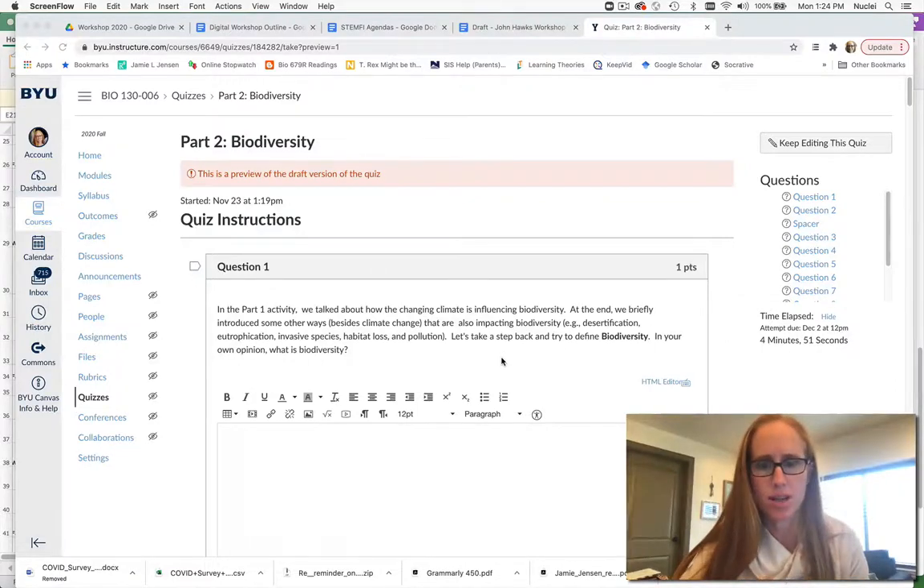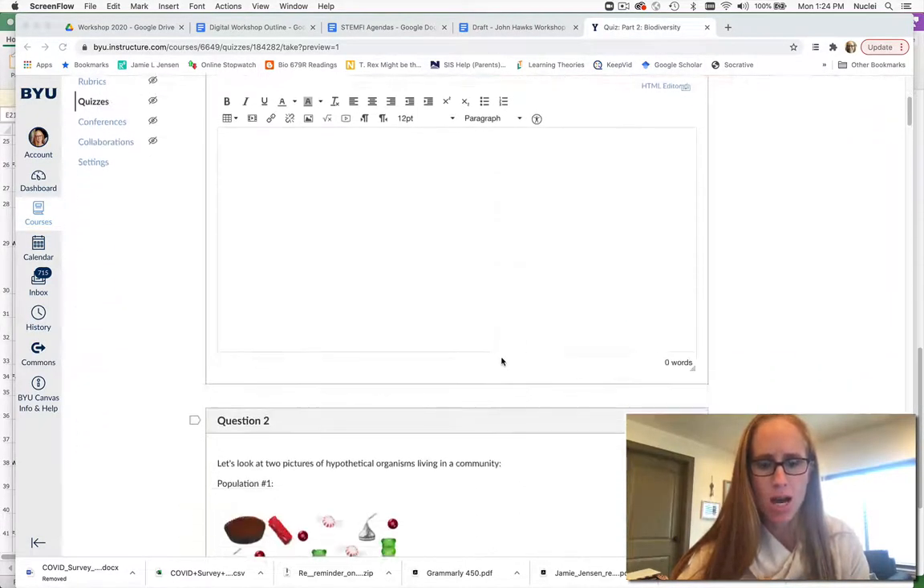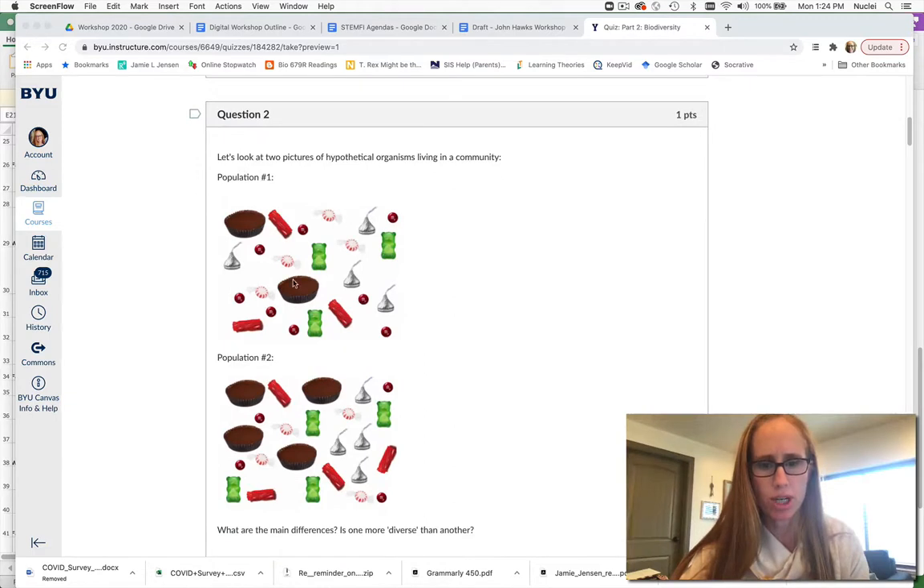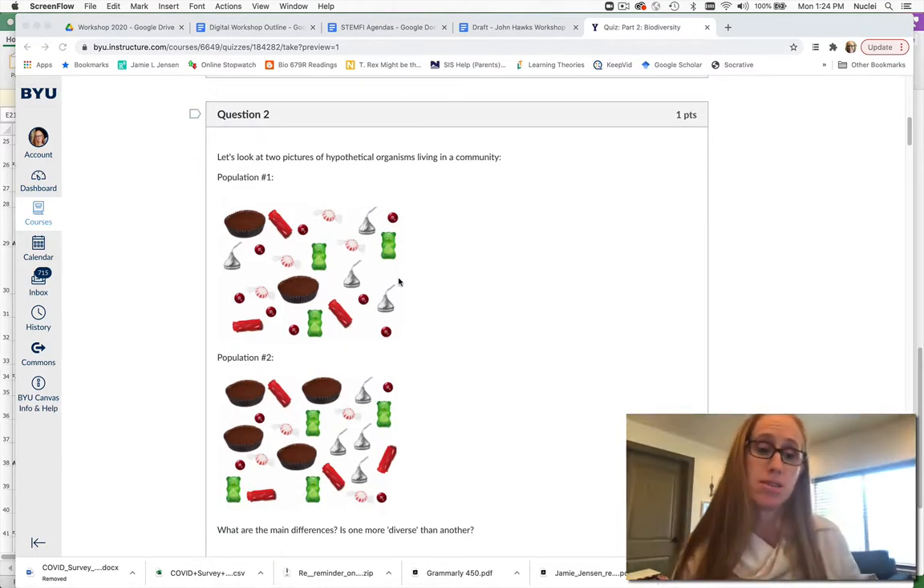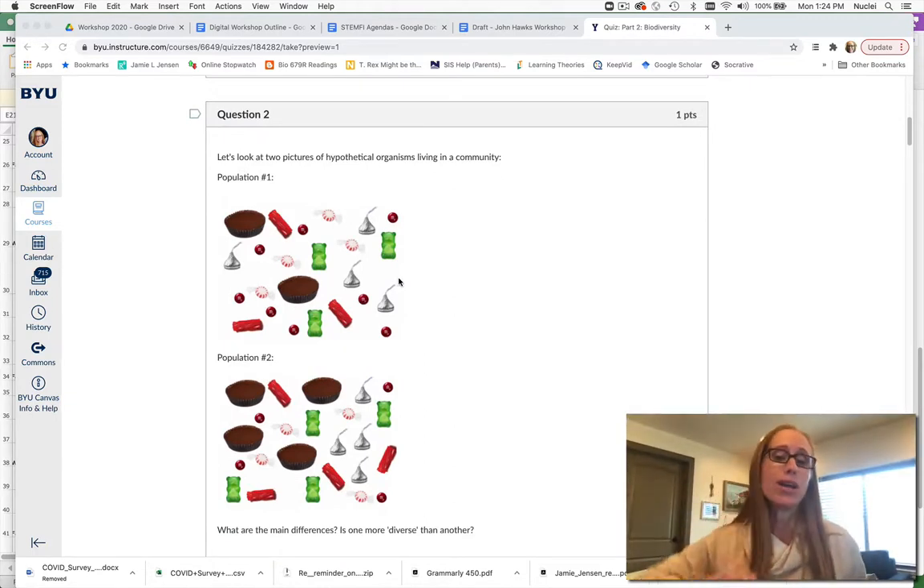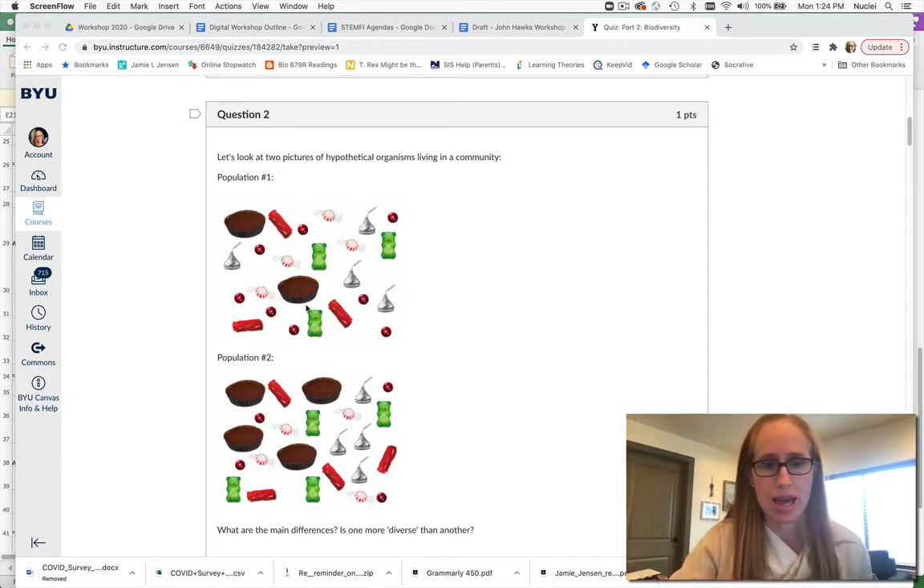Okay, so let's talk about biodiversity. We asked you to define it. Looking here, we talked about species richness and species evenness, right? Both of these have the same richness. They have the same number of species, but this one is much more even. We have 4 of each rather than this disproportionate distribution.